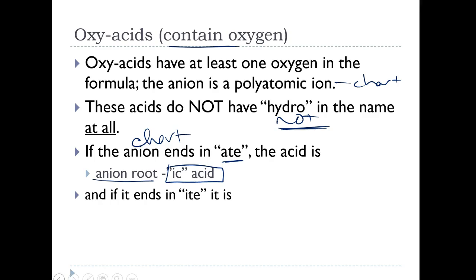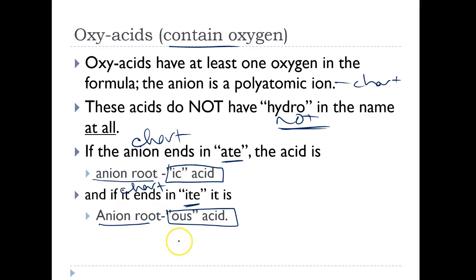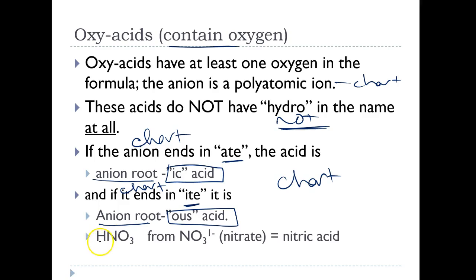Okay? If it ends in ITE, and again, off the chart, then it becomes the anion root, whatever it is, and it ends in OUS, acid. And that's how you tell the difference between them. But you need the chart to figure it out. So for example, HNO3 comes from nitrate, so it becomes nitric acid. The reason it's got an H in the front is if you drop and swap that, they're 1 to 1.